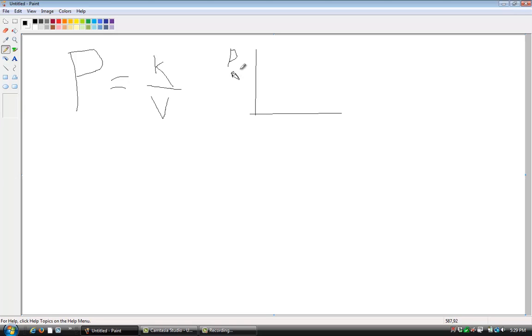I'm trying too hard. That's supposed to be a lowercase a. That's supposed to be a Pa for pascals. And then the horizontal is volume, and that'll be in liters or meters cubed. Well, for this one, it's probably going to be liters. We're talking about gases and gas laws. Since it's an inverse relationship, what we get is a shape sort of like this. It flattens out a little more when we get there. Let me undo that part.